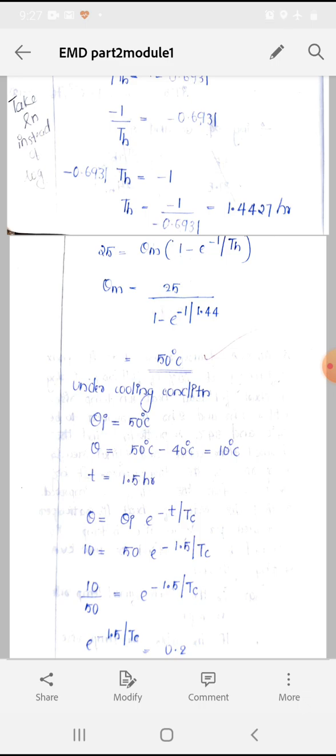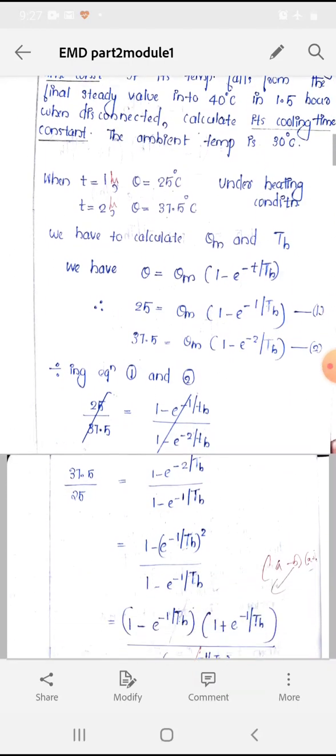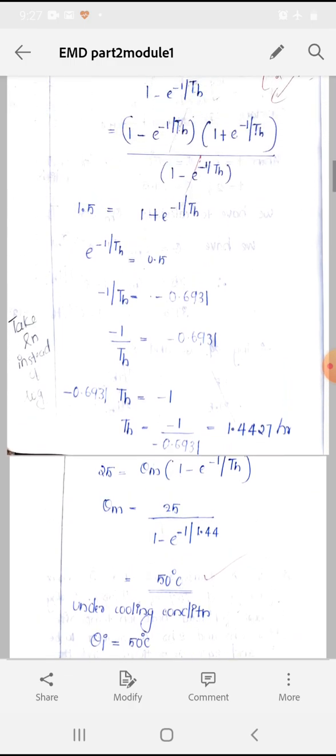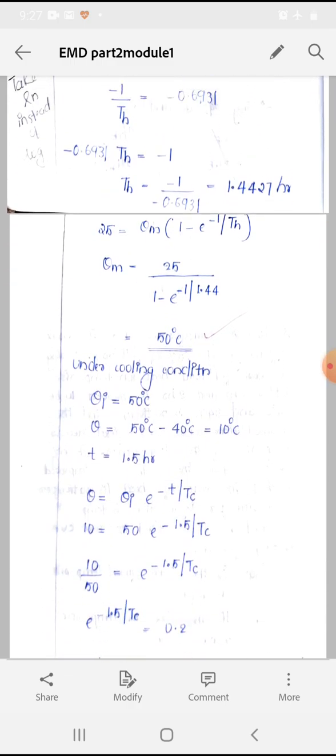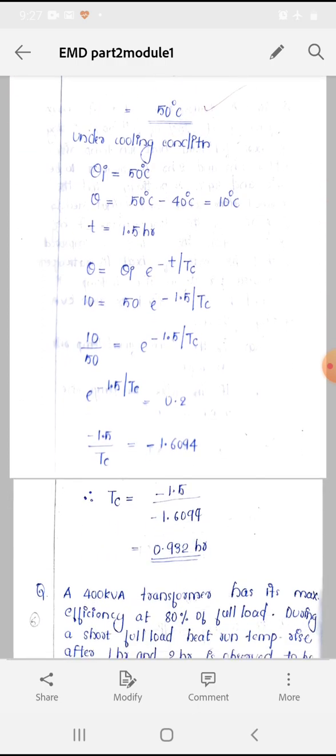So here we need to find theta first, that is, it is given as the temperature falls from the final steady value to 40 degrees Celsius. So that is theta, and also theta i is the theta m from the previous question. So now we have to substitute theta is equal to theta i into e raised to minus t by Tc. So theta we got as 10 and theta i is 50 and t is 1.5. Now we will get Tc, we got Tc value as 0.932 hour.